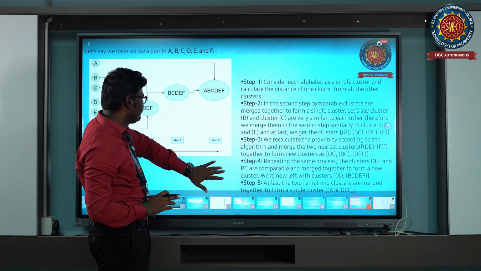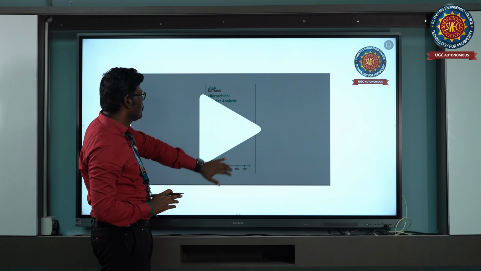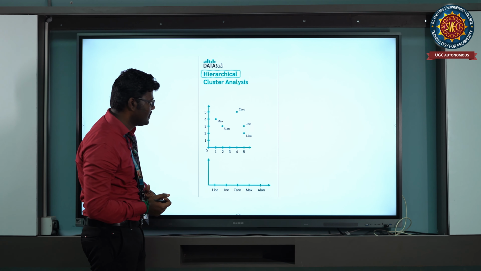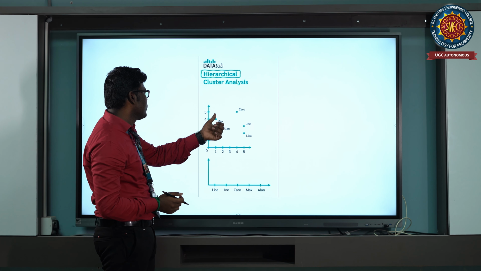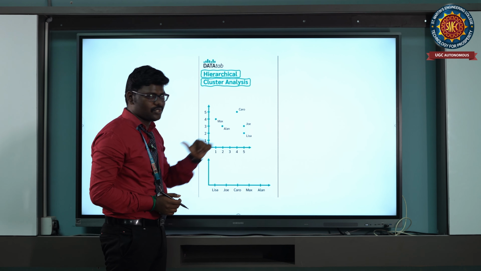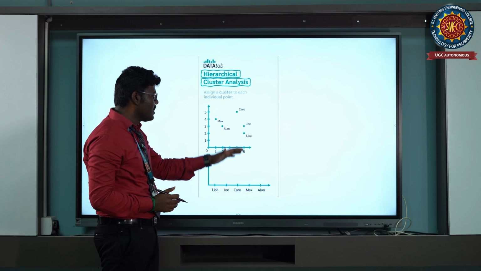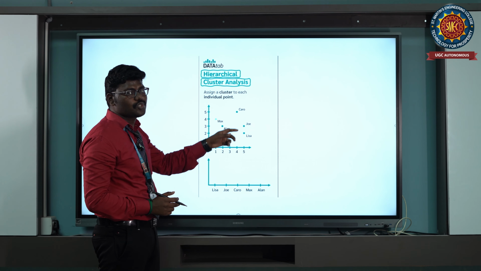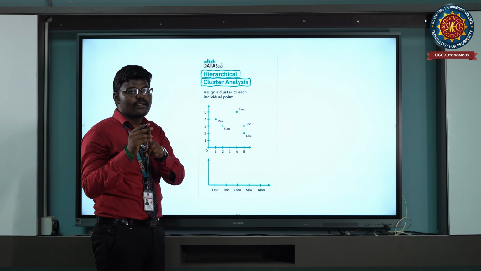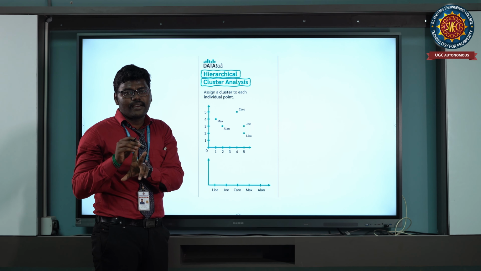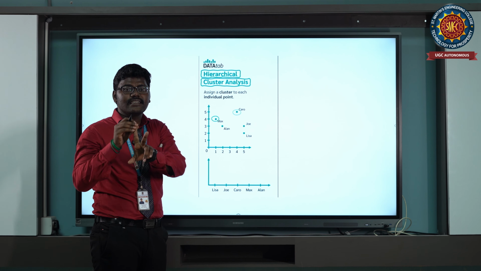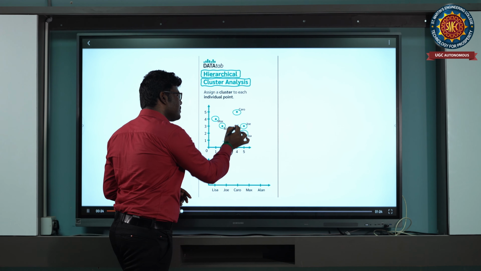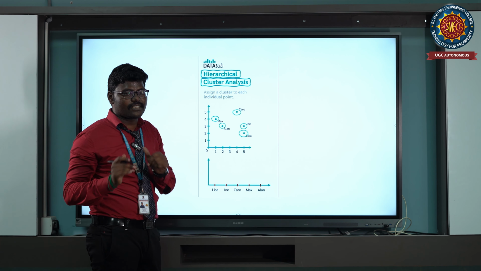Next we go for one example. See this video. We have received the data points Max, Alan, Caro, Joe, Lizzo. These are the data points we have received, and below we can draw the dendrogram diagram. What is the first rule? We have to make each data point a separate cluster.